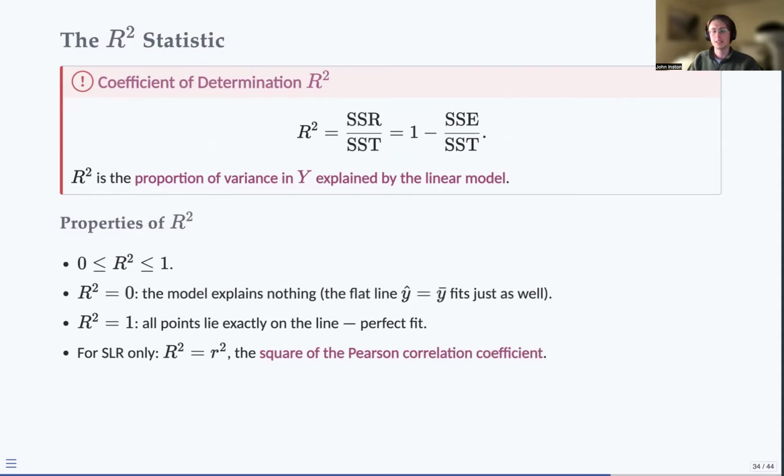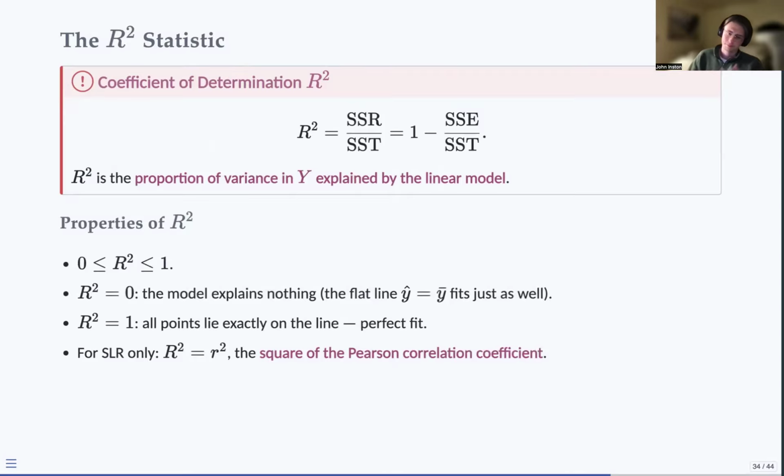But the main point is that R-squared will always lie between 0 and 1. If R-squared is 0, the model explains nothing. So the idea is that you could just as easily predict a flat line, and it would have fit just as well. If R-squared is 1, all the points lie directly on the line, and it's a perfect fit with all the noise accounted for.